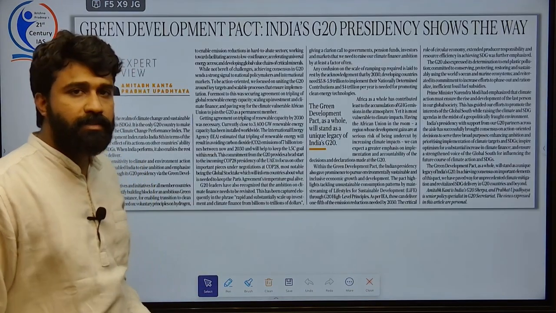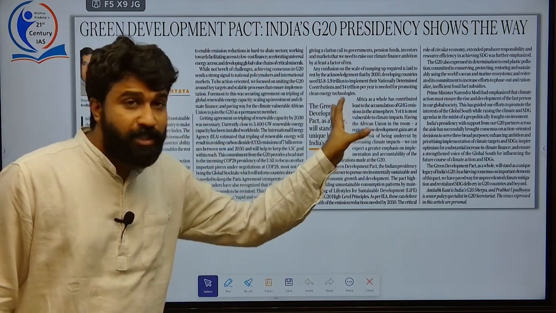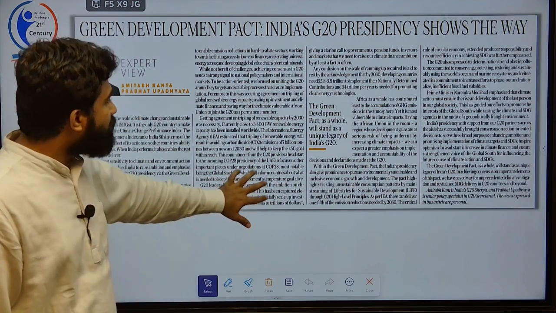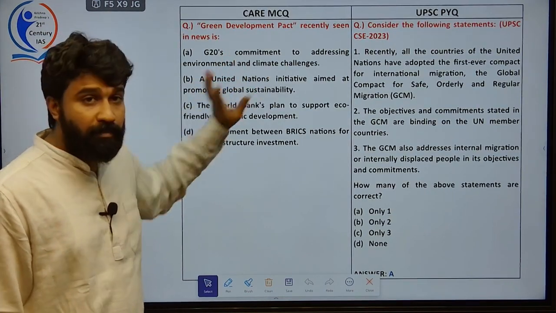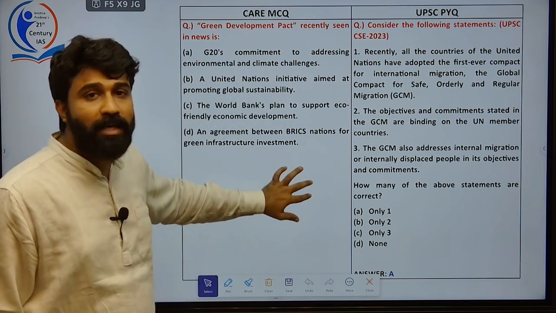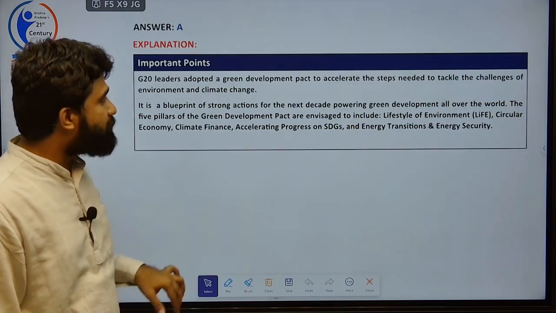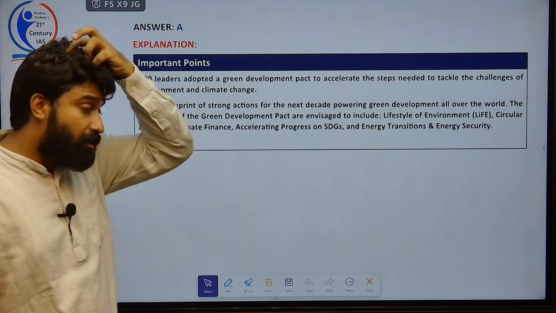Next is the Green Development Pact. India's G20 presidency shows the way. What is this Green Development Pact? The Green Development Pact is a G20 commitment to address environment and climate challenges. It is to speed up the issues associated with climate change and the steps needed to tackle the challenges of climate change and environment issues.